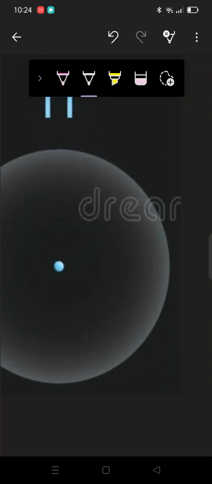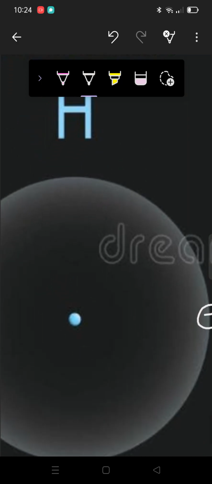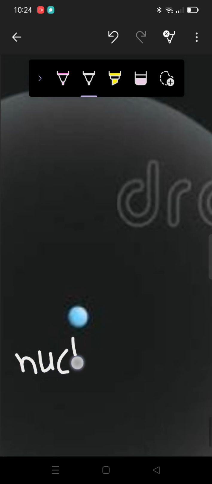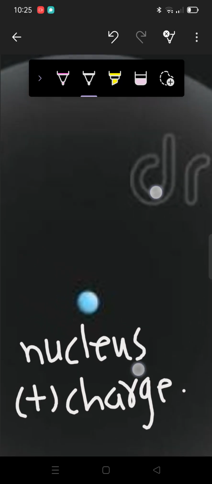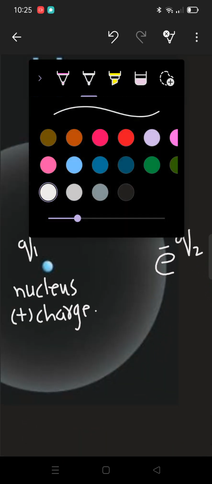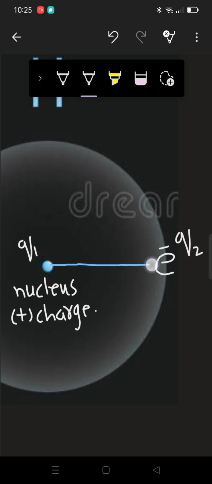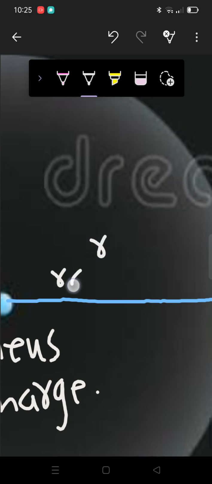So we know that if here we have an electron, there would be a potential energy between the two charges, right? This is one charge I have, which is a positive charge, the nucleus, and the nucleus has positive charge. And this is the other charge I have. So basically I have q1 and q2, and there is a radius as well. This is the radius r, which is the distance between these two charges.